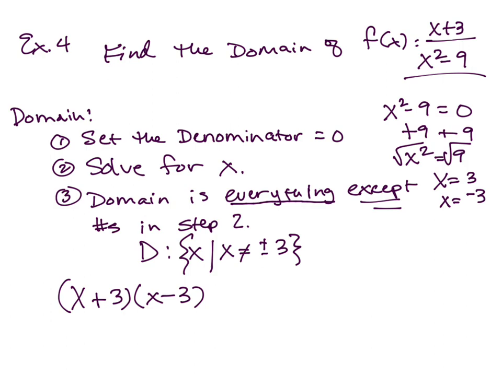You following that? If you set each piece equal to 0, you get x equals negative 3 and x equals positive 3. Is that better? Everybody understand domain? Okay. Now the domain is going to tell a story.